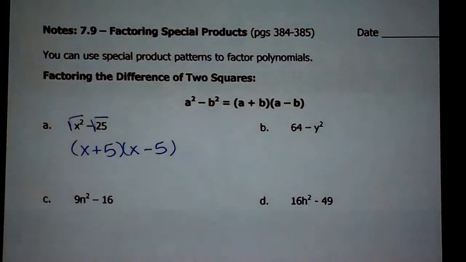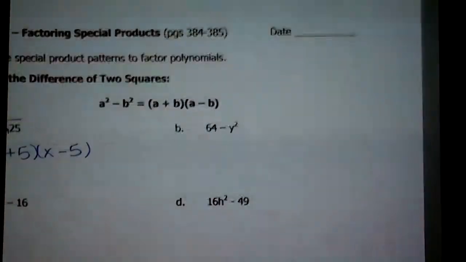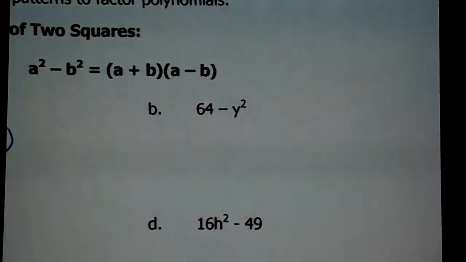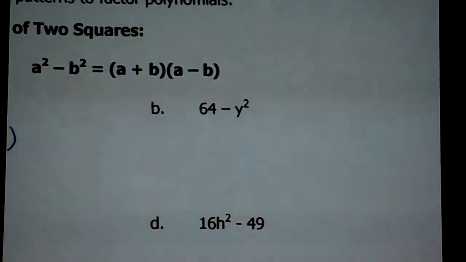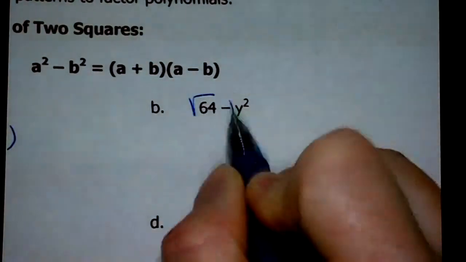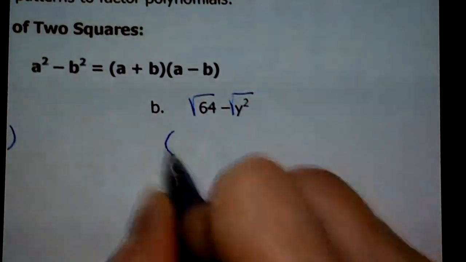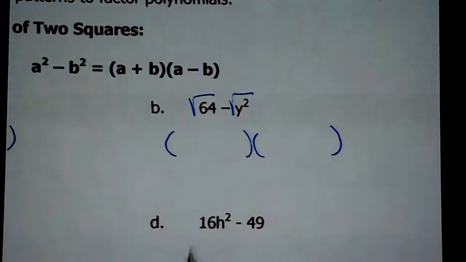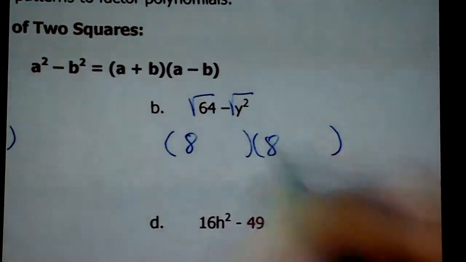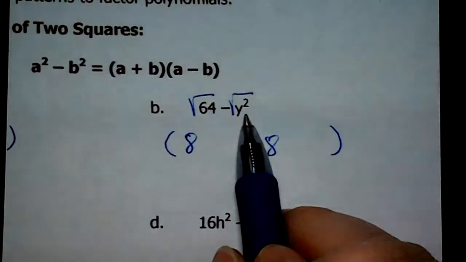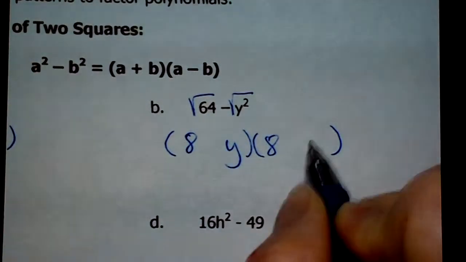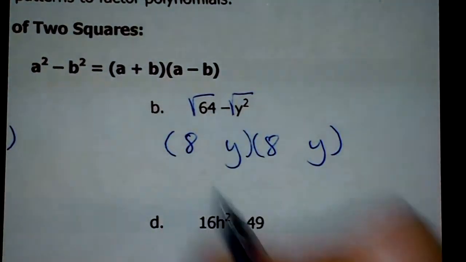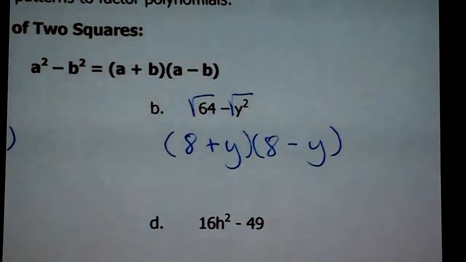Look at the next one. Look at letter B. I'm still subtracting perfect squares. It's okay that the y squared is second. It's not really a big deal. It's still in the form of a perfect square minus a perfect square. And when you do that, take the a term. What's the square root of 64? It's 8. The square root of y squared is y. And I know that the pattern was when I'm subtracting perfect squares, it ends up being a plus minus.